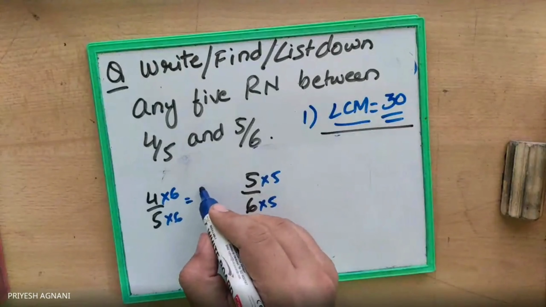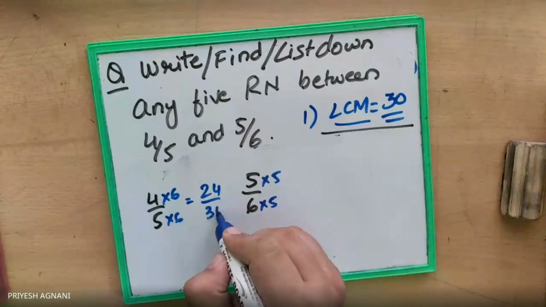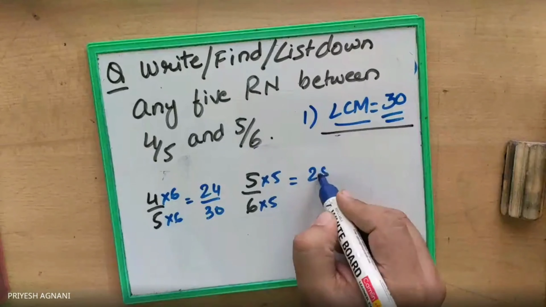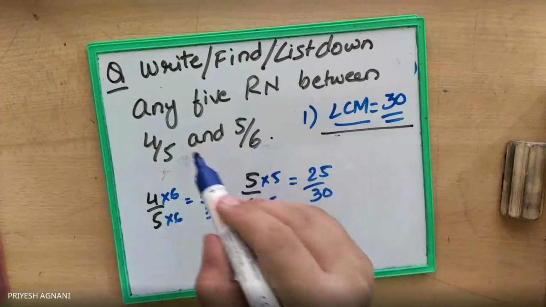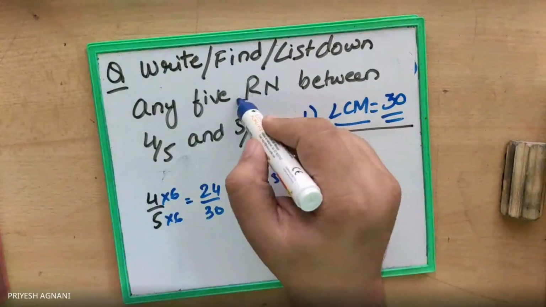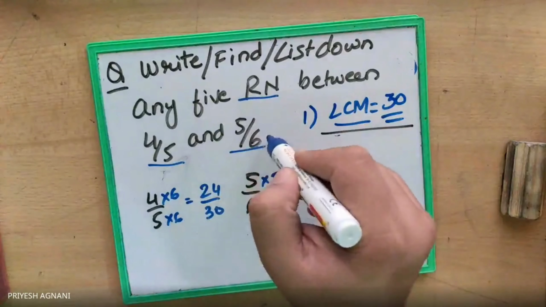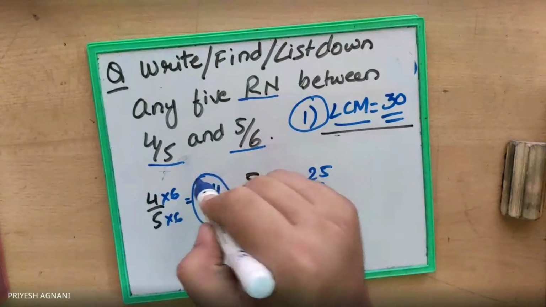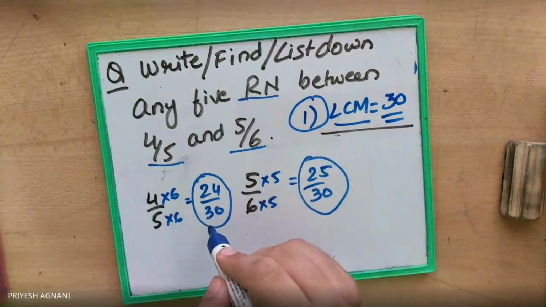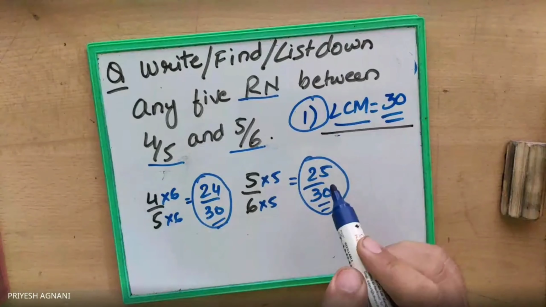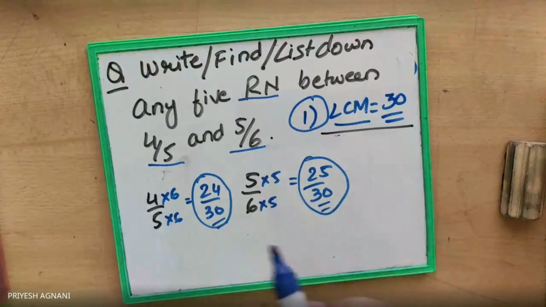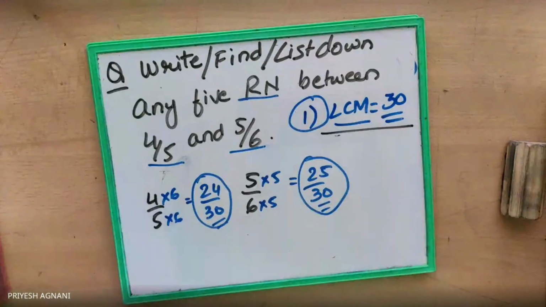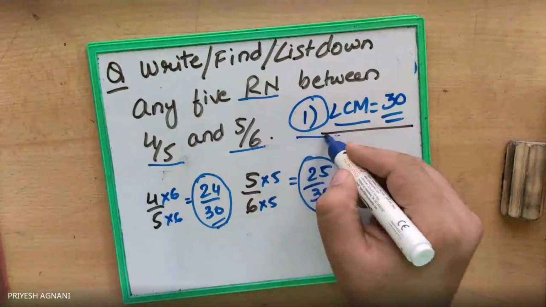Okay, so this becomes 24 upon 30 and this becomes 25 upon 30. To find rational numbers between this and this, the first step is to take the LCM and make them like fractions. Like fractions means the denominator should be equal. The denominator should be equal. You got that. This is your first step.